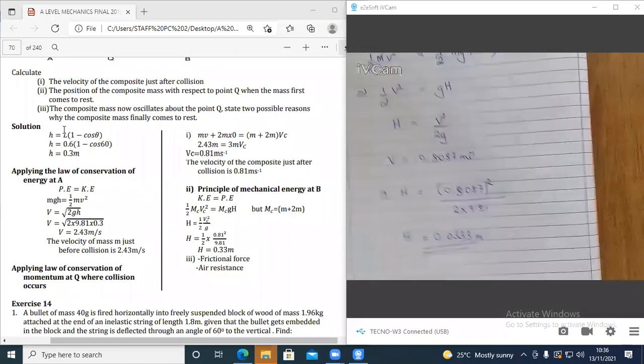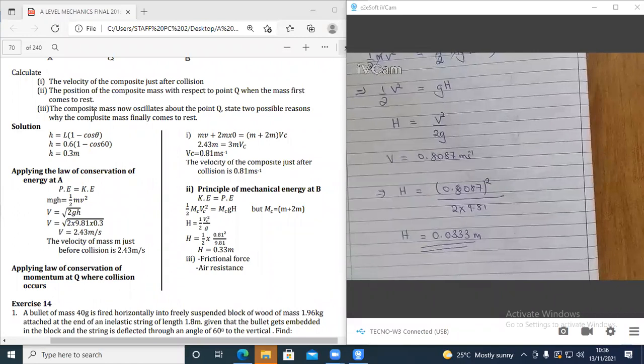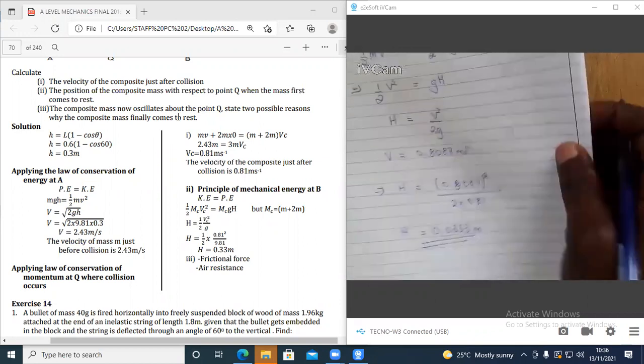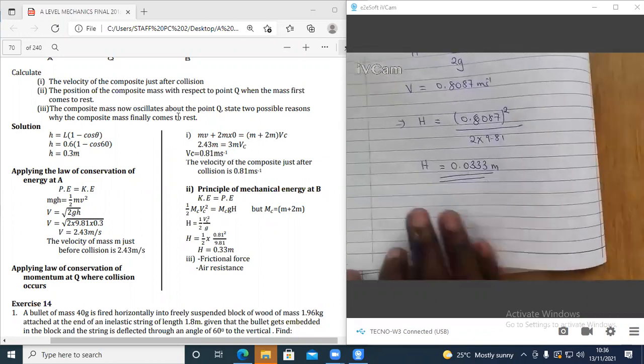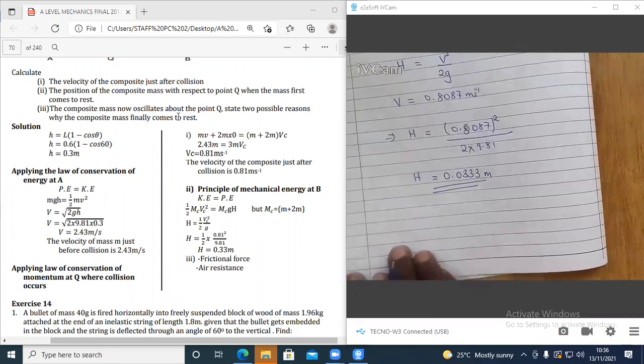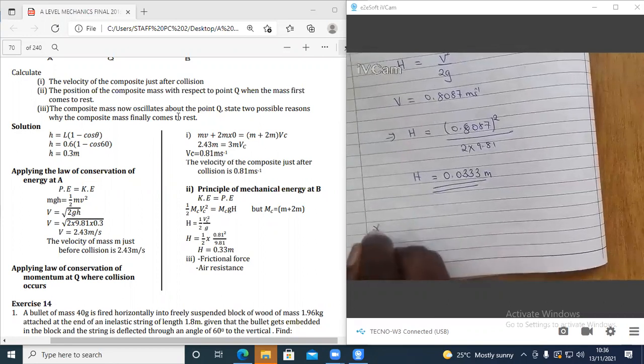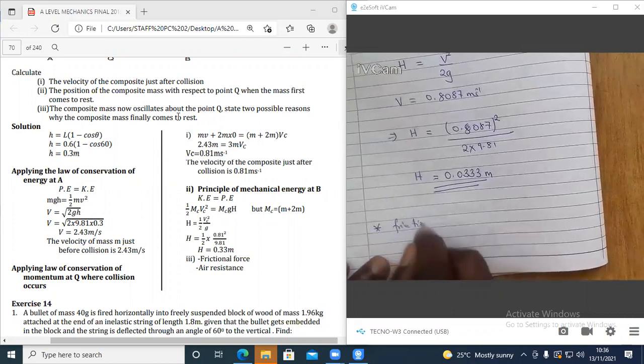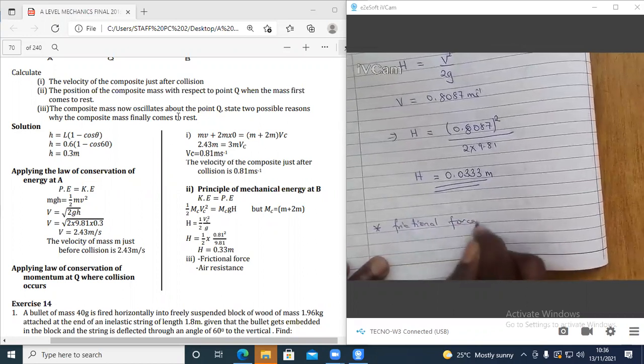Then in part 3, they're saying the composite mass now oscillates above the point P. State the possible reasons why the composite masses come to rest. So the factors that will make the mass come to rest eventually: one is because of the frictional force.